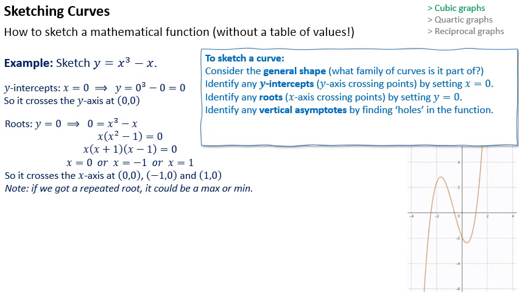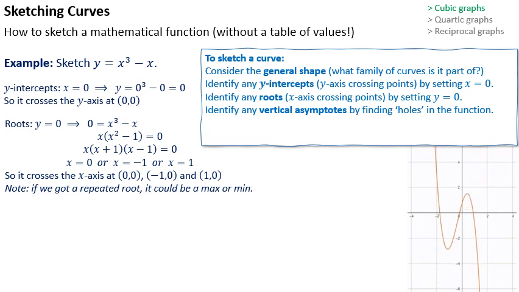The next thing we would look for in general when sketching a curve is to identify any vertical asymptotes by looking for holes in the function. By that I mean, are there any values of x that would make the function break? Are there any numbers we could put in that the calculator wouldn't like? If we try doing tan of 90 degrees or 1 over 2 minus 2. If we find ourselves divided by 0, that's usually the classic way of identifying a vertical asymptote.